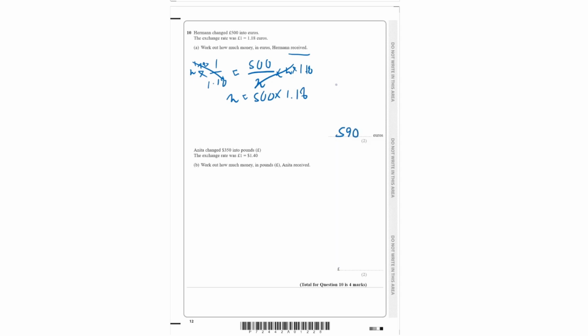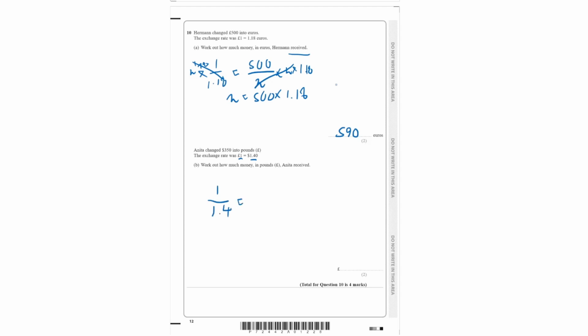Anita needs to change $350 into pounds. The exchange rate was 1 pound is to $1.40. Work out how much money in pounds Anita received. Okay, so we can see here that 1 pound is to $1.4.